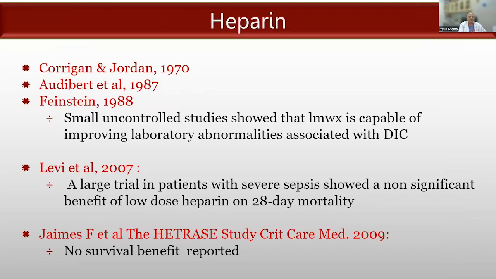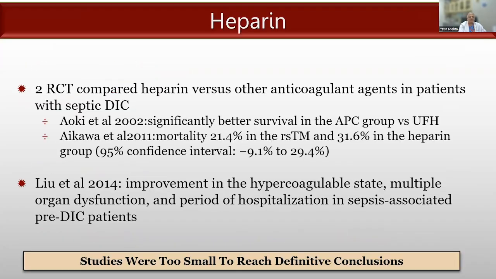Heparin is the commonest agent used. There were several earlier uncontrolled studies which showed that low molecular weight heparin is capable of improving abnormalities. Levi et al. from the US, a large trial in patients with severe sepsis, showed no significant benefit. In another paper, the HETRASE study in 2009, there was no survival benefit. Two RCTs compared heparin versus other anticoagulants.